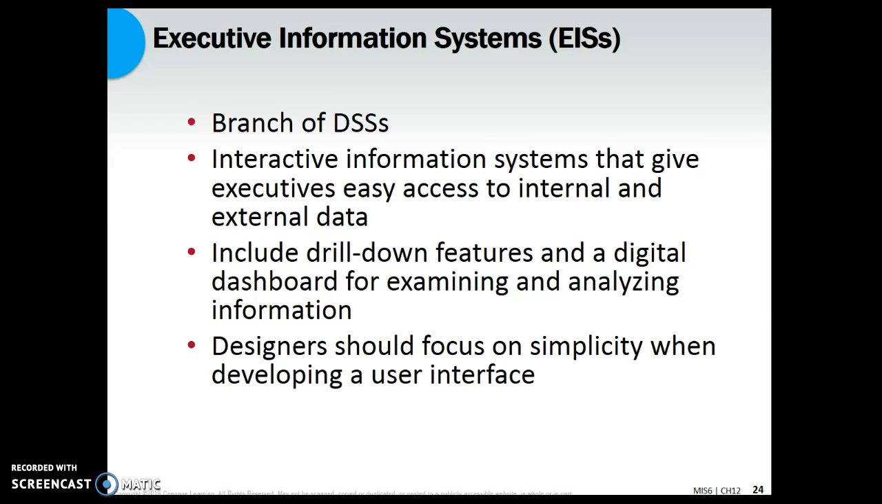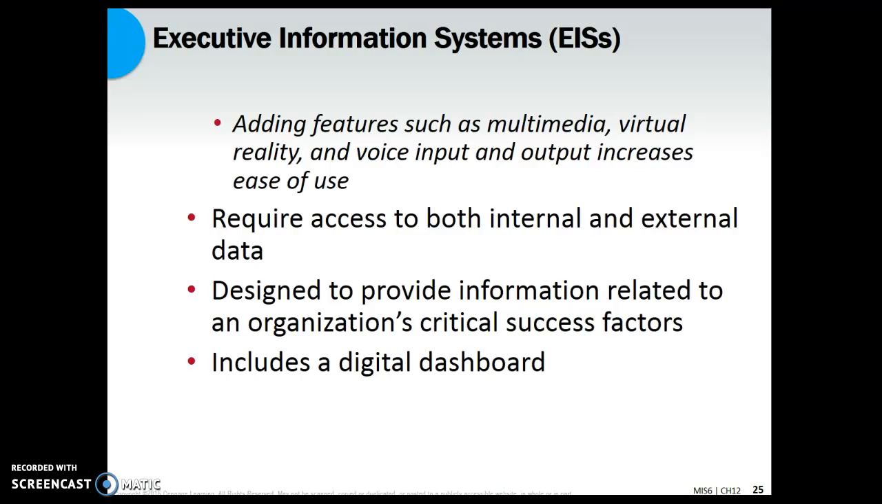So there are other branches of DSS which are called executive information systems. They give executives easy access to internal and external data and allow them to drill down into that data. They require access to both internal and external data, and they're designed to provide information related to an organization's critical success factors.